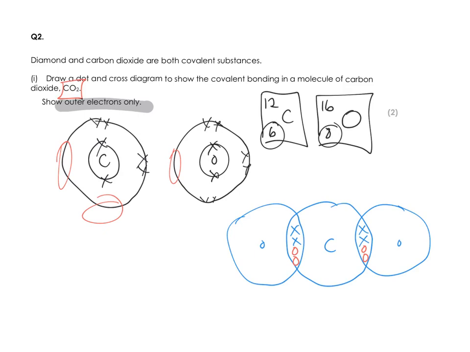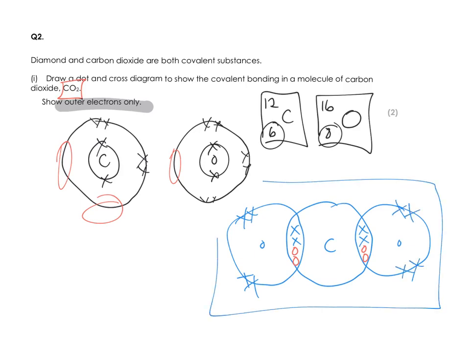So now we're going to count up the electrons. How many electrons are in carbon's outer shell now? Well, there's 1, 2, 3, 4, 5, 6, 7, 8. So carbon is now happy. It's got a full outer shell. Oxygen, however, has 1, 2, 3, 4, so it needs 4 more. And this oxygen over here has 1, 2, 3, 4, so it needs 4 more as well. And that is carbon dioxide.